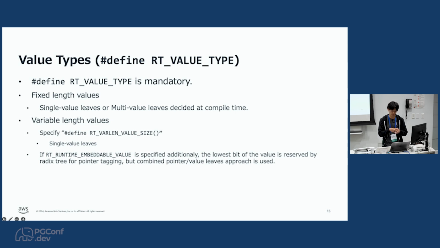But the most efficient way to have variable length values is to specify the RT_RUNTIME_EMBEDDABLE_VALUE parameter, in addition to these two parameters. In this case, internally we use the combined pointer value leaves approach, as I mentioned. The lowest bit of the value is reserved by the radix tree for pointer tagging, but we can use the combined pointer value leaves approach. So this is the most efficient way.